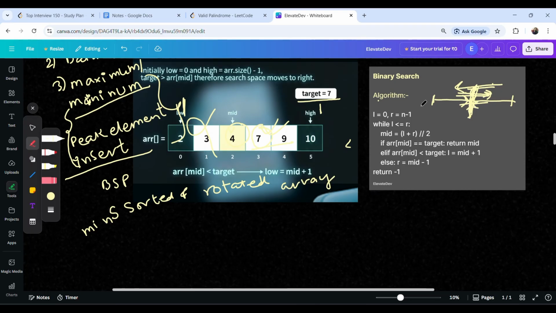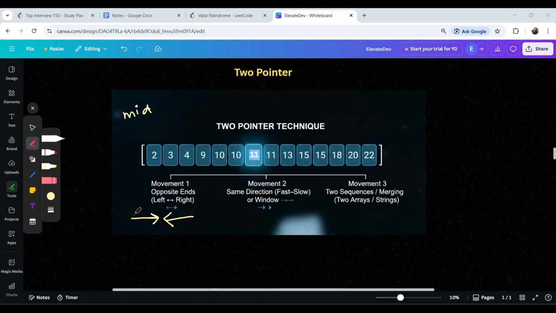This is how the two pointer technique also works, that you move left and right pointers from opposite ends. Obviously I am going to discuss two pointers in detail in the next video. The second pointer movement is that you are given an array problem and you use two pointers, but you have to compare elements, or remove duplicates, or remove some part of the array, or work on windows. In these scenarios you move two pointers in the same direction.